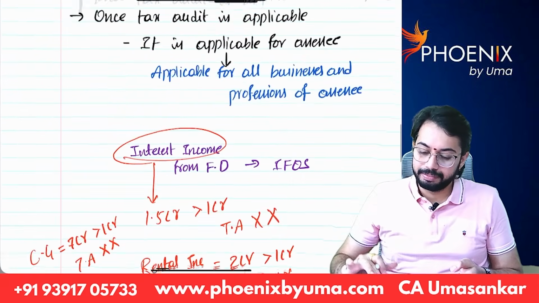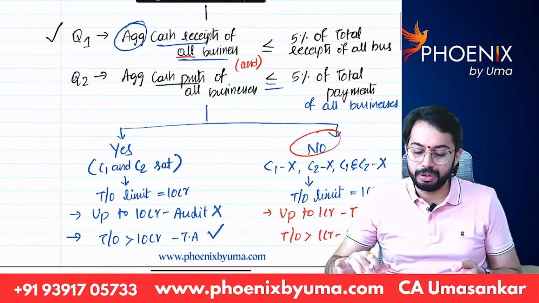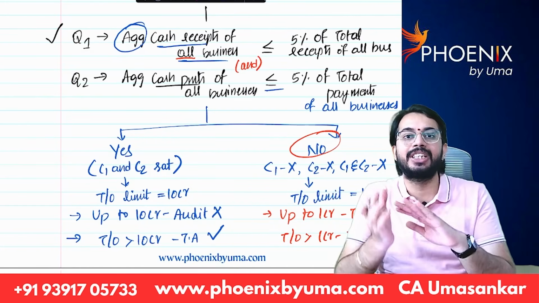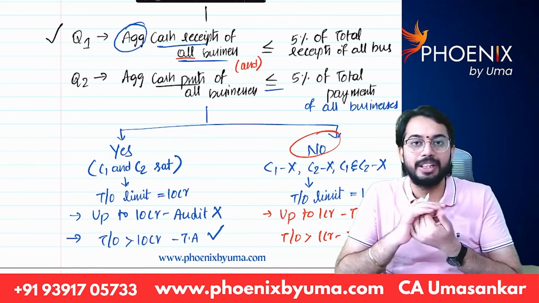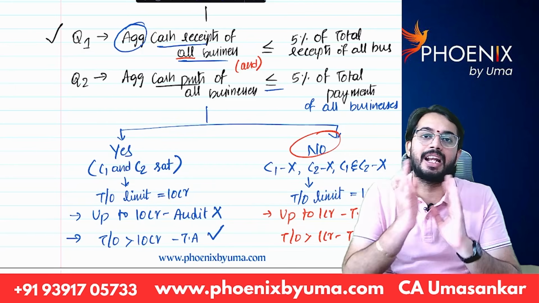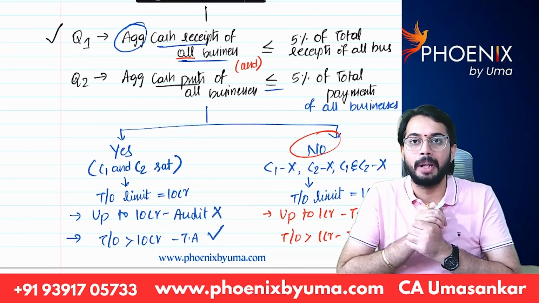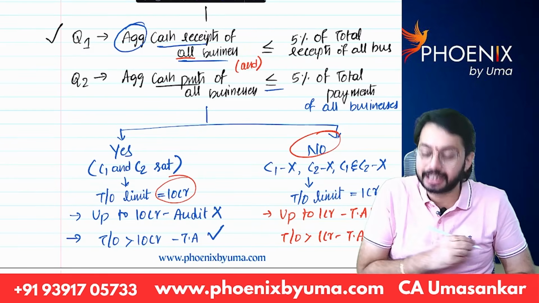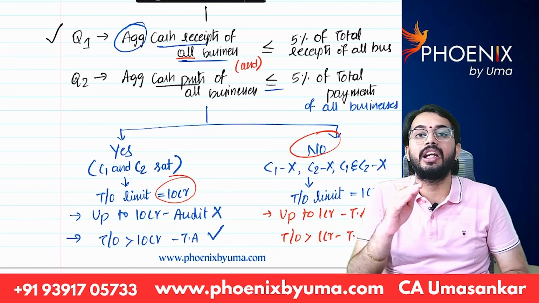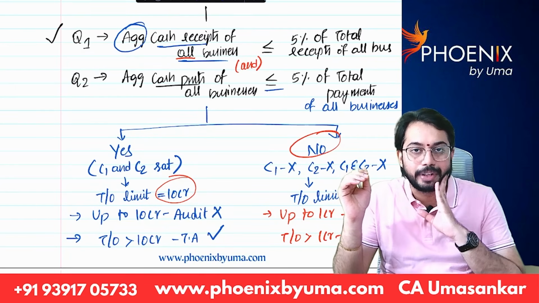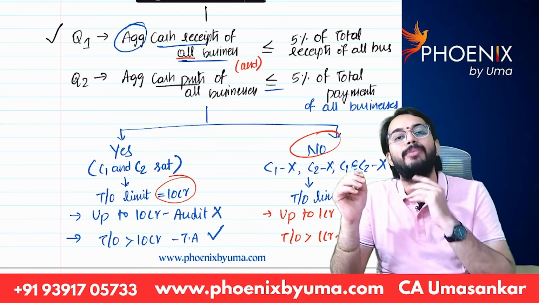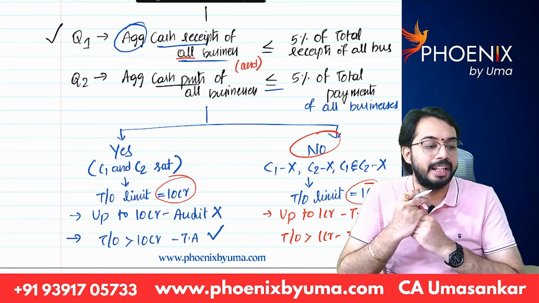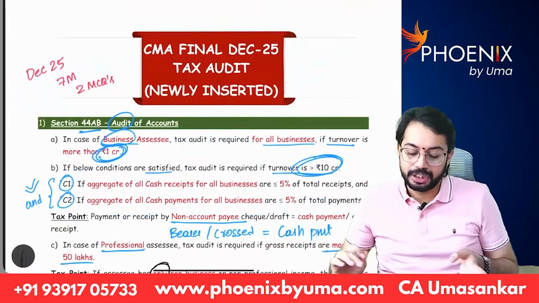What I said, if a businessman comes to you, you have to ask 2 questions. Sir, in your business, if cash receipts are less than or equal to 5% of total receipts, and cash payments are less than or equal to 5% of total payments, if both the conditions are satisfied, up to 10 crore tax audit is not applicable. If cash receipts are more than 5% of total receipts, or cash payments are more than 5% of total payments, in that case, up to 1 crore tax audit is not applicable. Now, shall we do the second question?